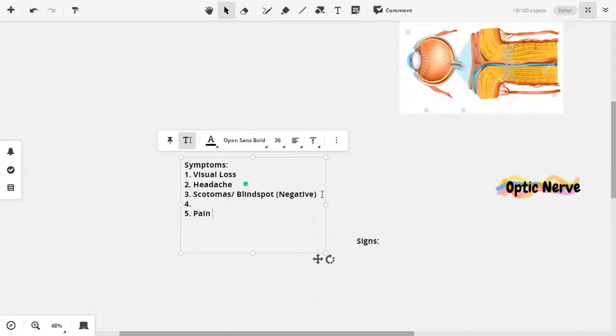Pain can occur. What kind of pain is it? How is it different from pain of other things? We will discuss this later on. So the fourth, let them type it and we'll see. Do you have any other symptoms in mind, or do you think these are all the common symptoms we can have? Let's move on to the signs. What do you think we can find on different examinations?